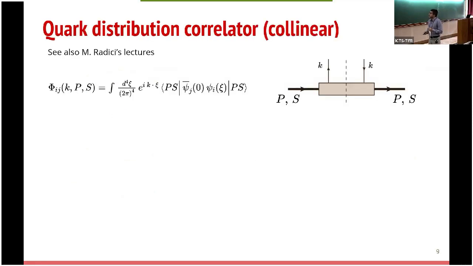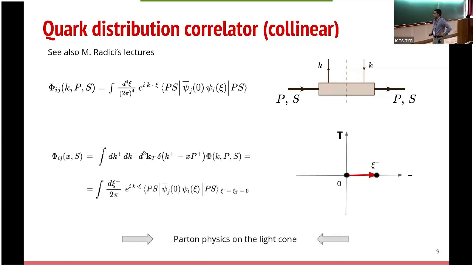Okay, so what is this correlation function here? The definition is the following. As we said in the first lecture yesterday, it's a bilocal operator. It's a non-local matrix element of 2 quark fields between the hadron states with momentum p and spin s. So that function here is a function of the 4-vectors: the 4-momentum of the quark k, the 4-momentum of the target p, and the covariant spin vector.